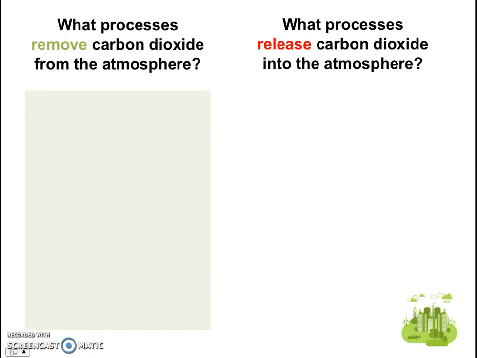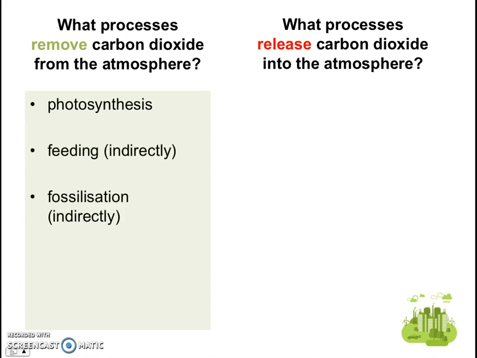Okay, so firstly, the process which removes carbon dioxide from the atmosphere mainly will be photosynthesis, right? That absorbs carbon dioxide from the atmosphere. But in an indirect way, we could also say that feeding and fossilization and death kind of prevent the carbon dioxide from going back to the atmosphere. So in a sense, it removes carbon dioxide from the atmosphere, but not directly.